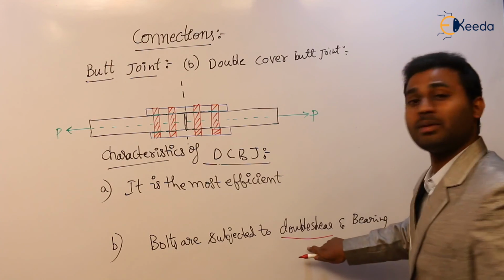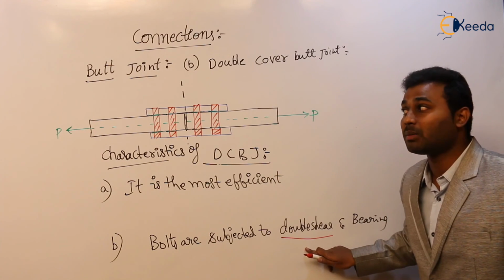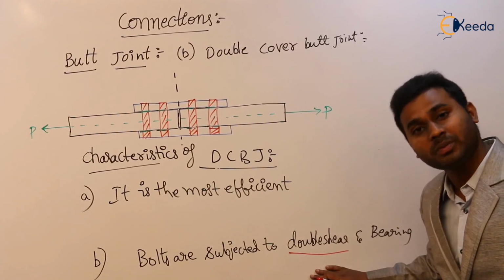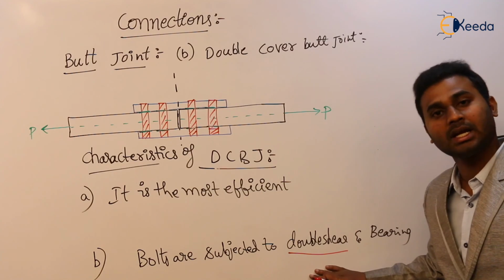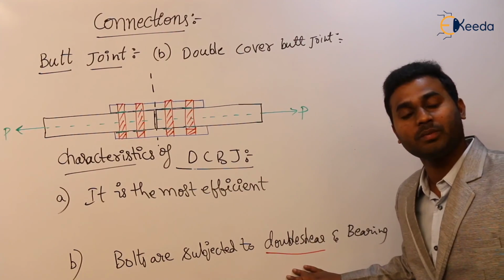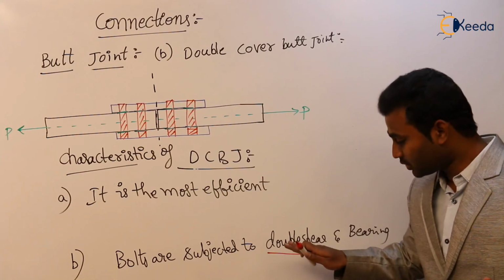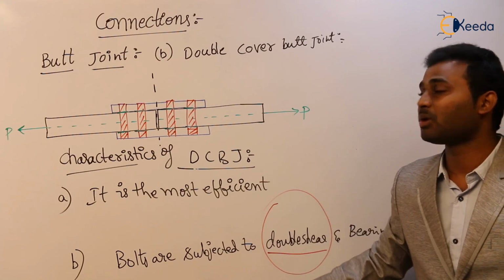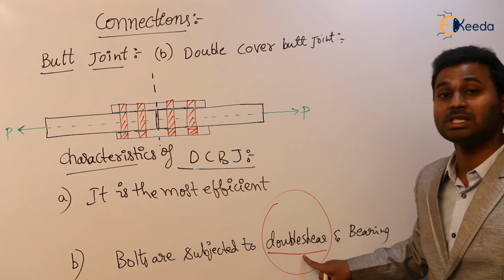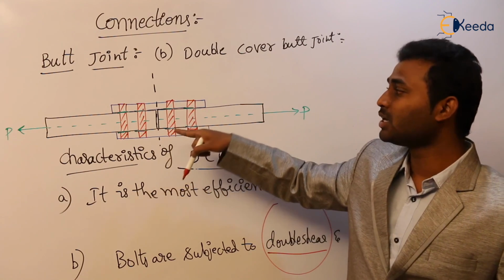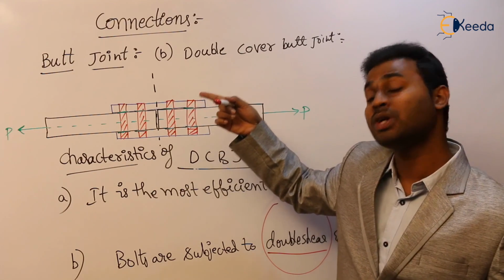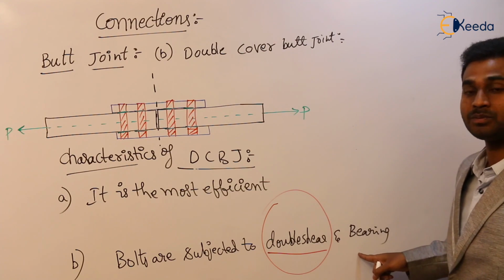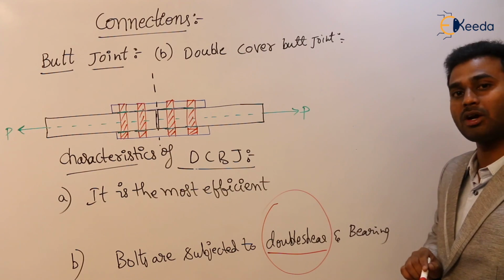See, this is a very, very important point. Bolts in a double cover butt joint are subjected to double shear. This is an objective question, repeated a number of times in GATE, in various state public service commissions, and in UPSC like IES. What is that? Bolts in a double cover butt joint are subjected to double shear. Why? Because two planes of interface are there, so the bolt can shear at these two locations. That is why it is subjected to double shear and bearing. So these are the characteristics of the double cover butt joint. So take it down.